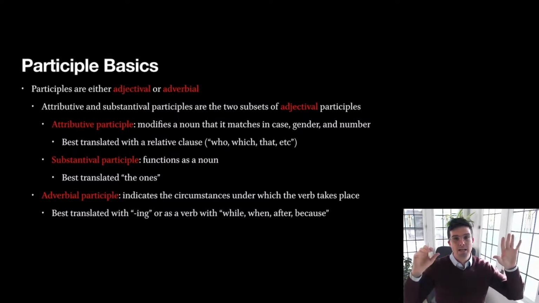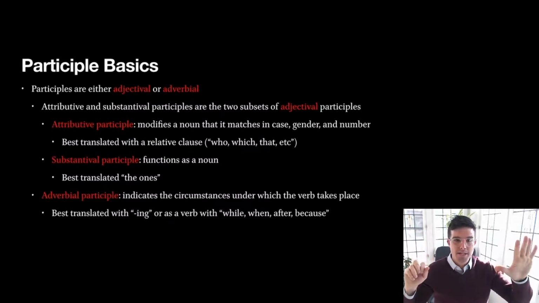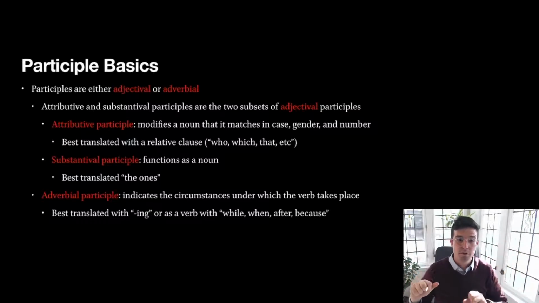Participles are divided into two different categories. Adjectival on the one hand, and there are two different kinds of adjectival participles, and then adverbial on the other hand. When it comes to adjectival participles, our two different kinds are attributive participles and substantival participles. And you may be thinking, attributive and substantival sound awfully familiar. That's good. They should sound familiar to you. These are terms that we used with respect to adjectives earlier in the semester.